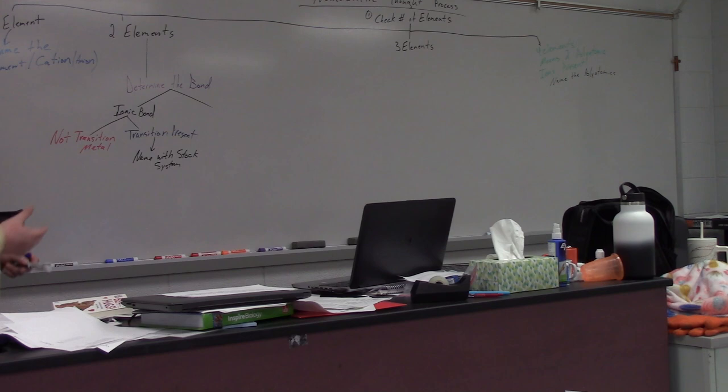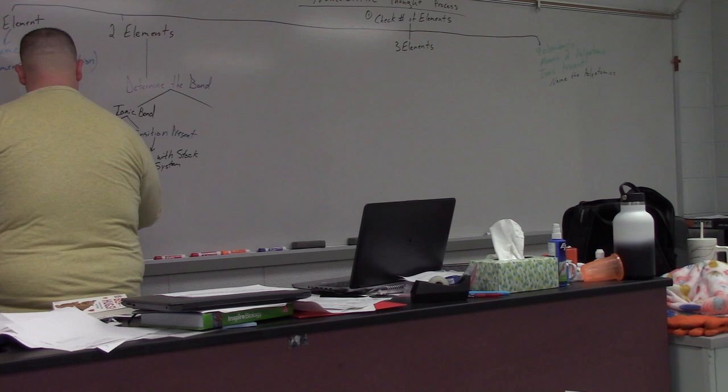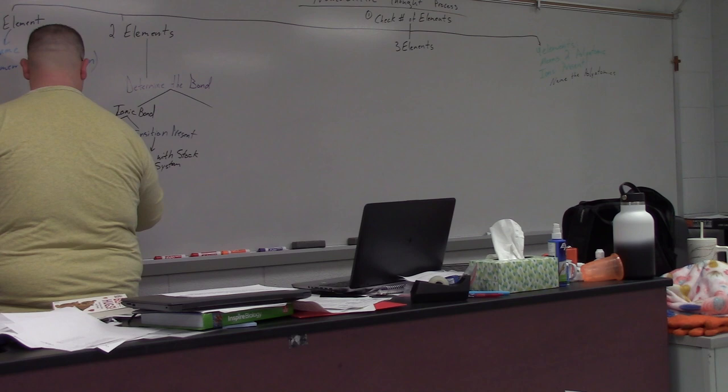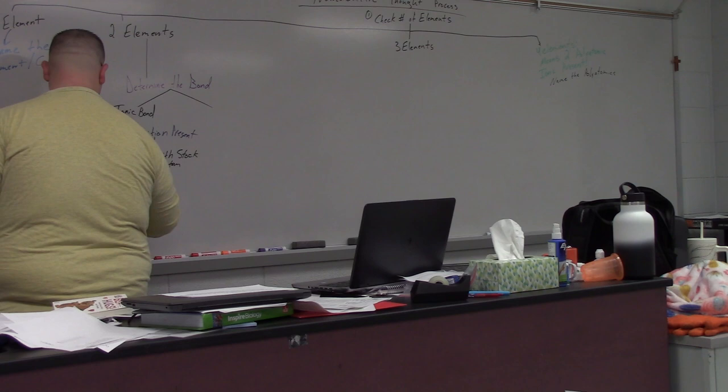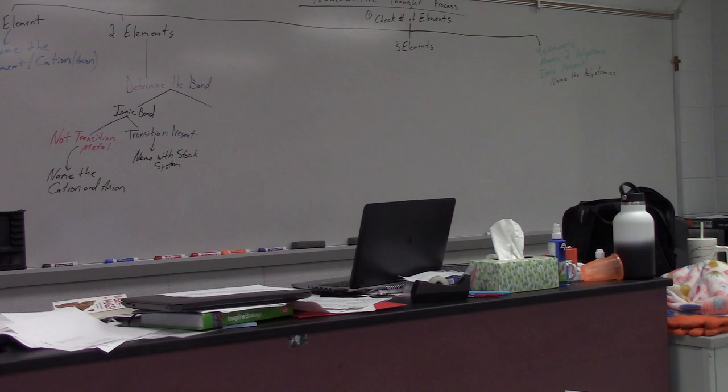So if there's not a transition metal present, then I name the cation and anion. I start drawing boxes around them.